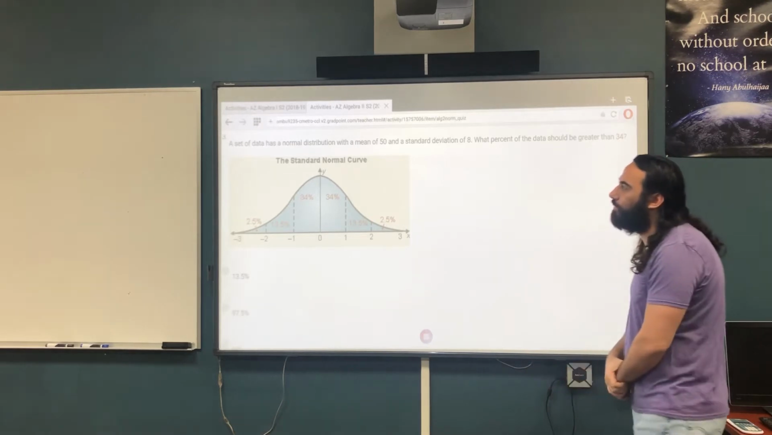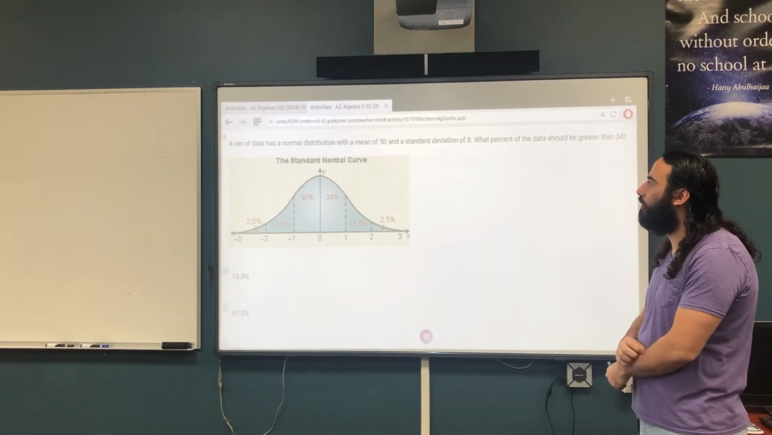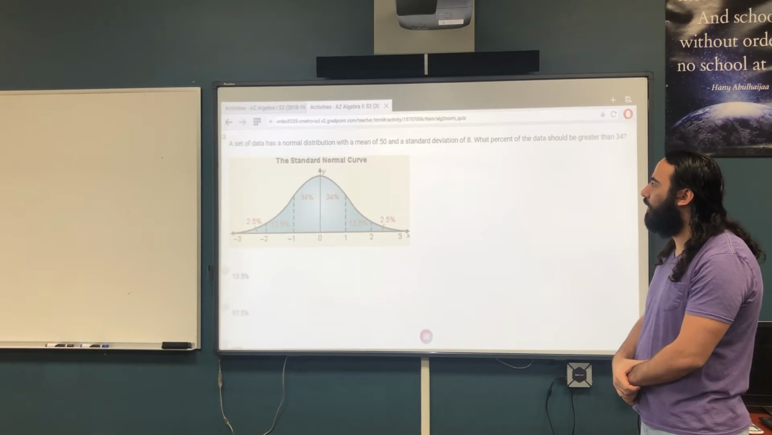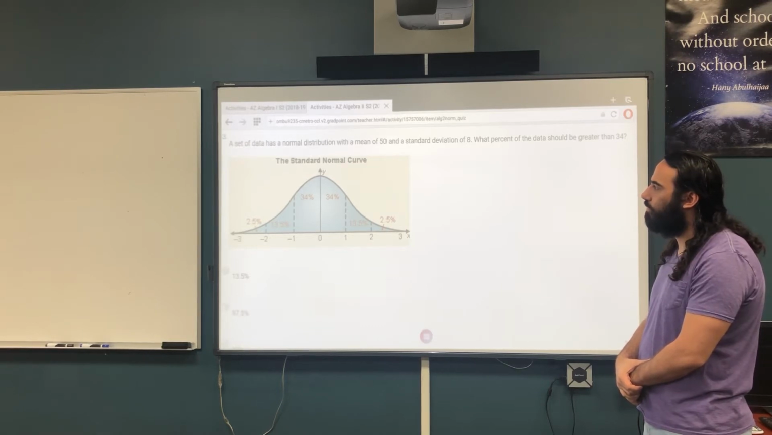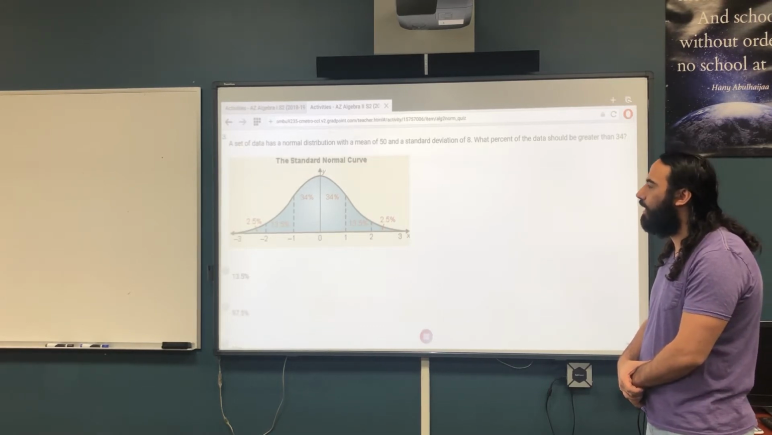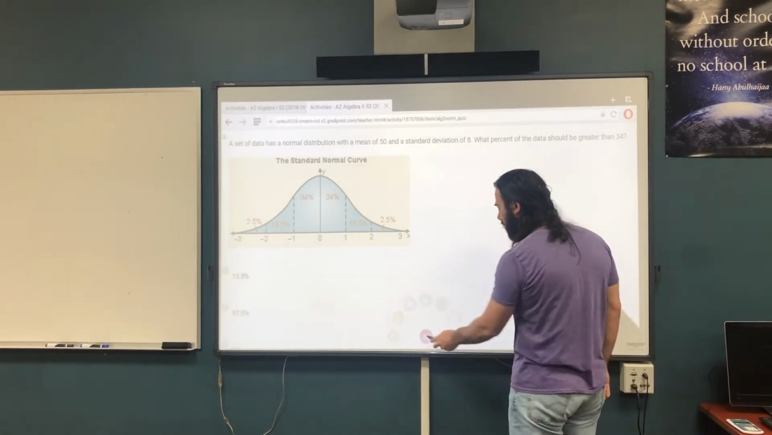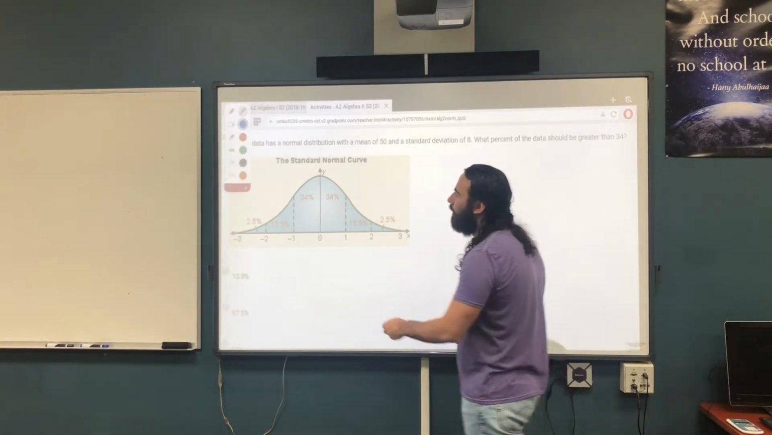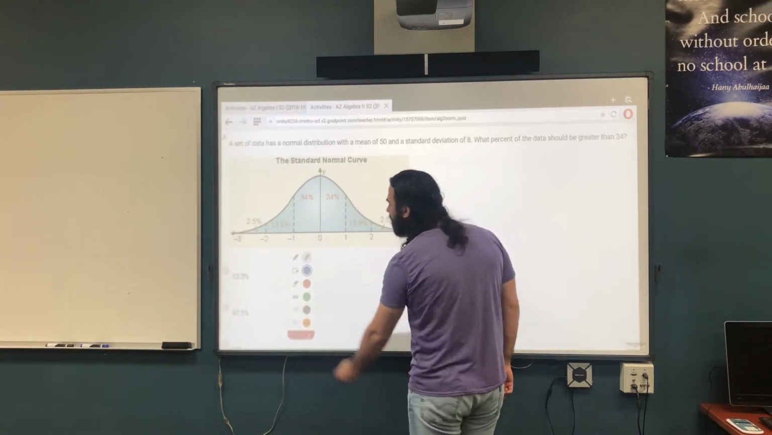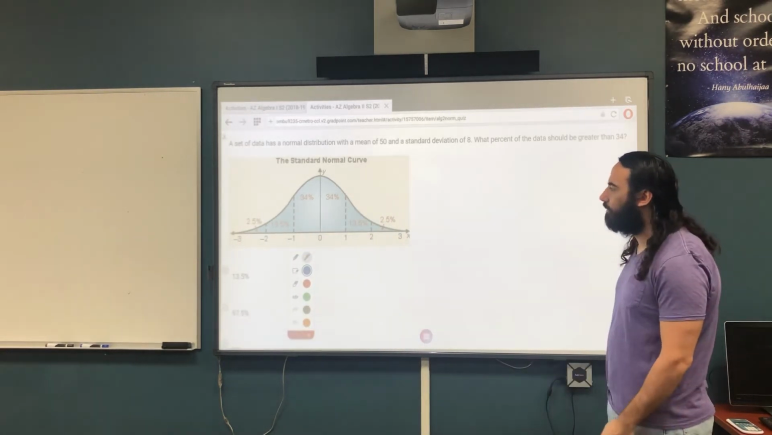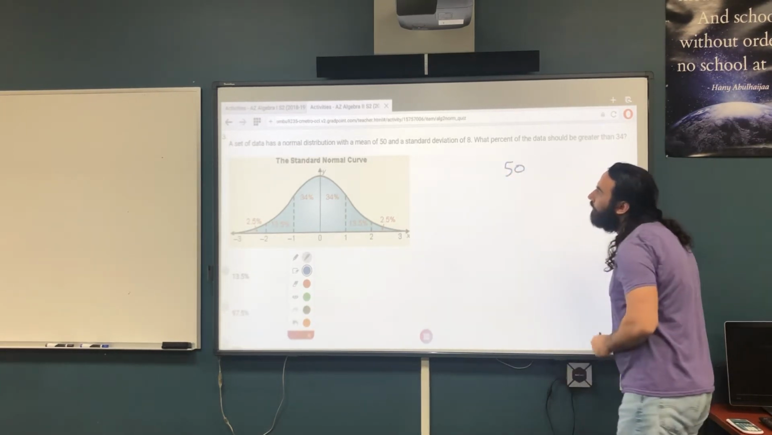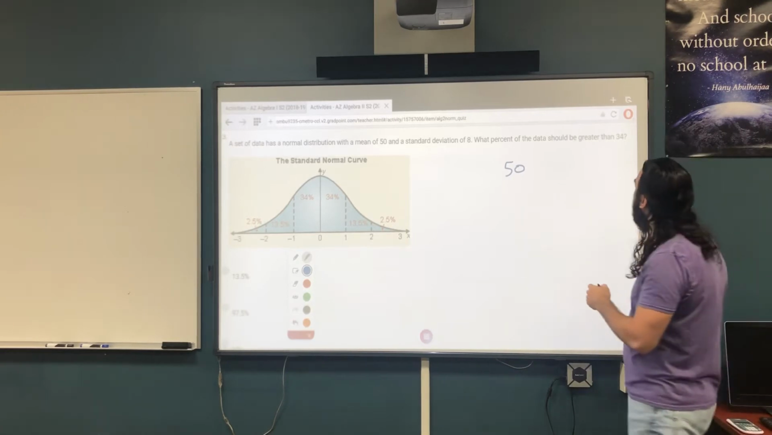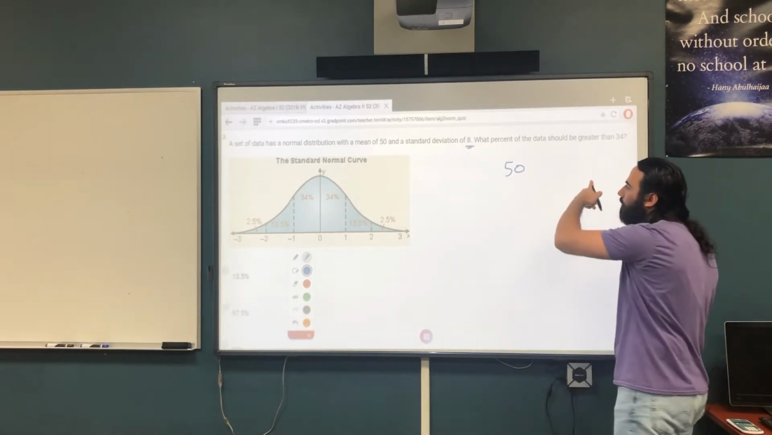A set of data has a normal distribution with a mean of 50 and a standard deviation of 8. What percent of the data should be greater than 34? Same thing, guys, there's no difference. So the mean is 50, the standard deviation is 8, and he wants greater than 34.